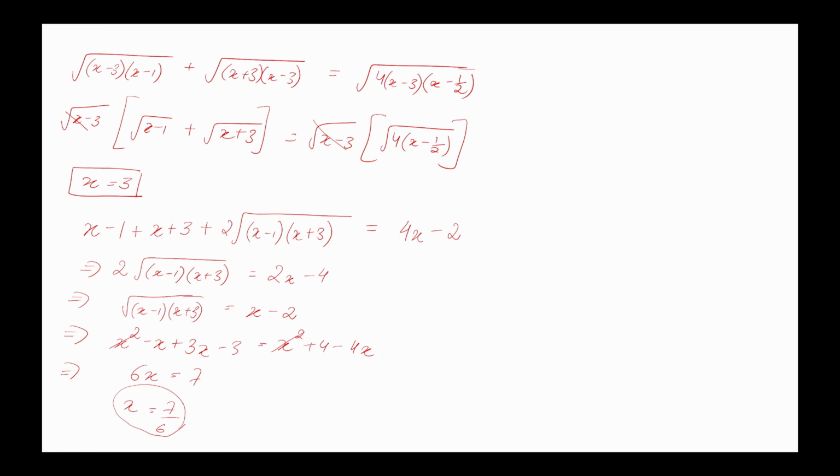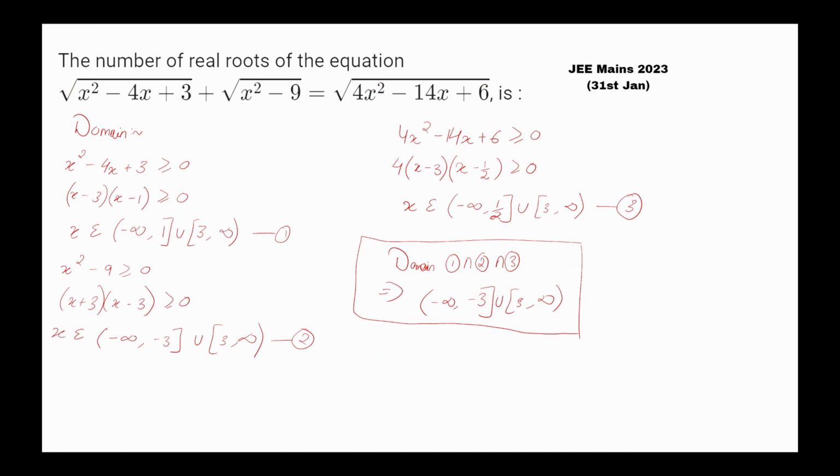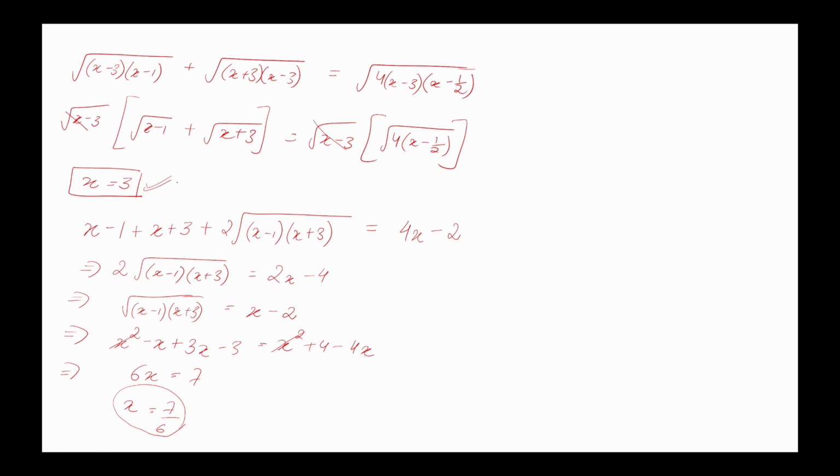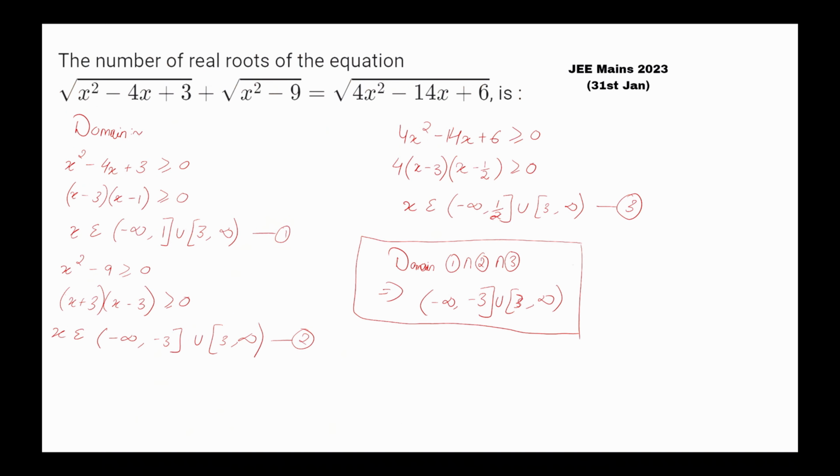However, if we try to check in our domain, 3 lies in our domain, 3 is included in our domain, so this is one of our real solutions. However, this value does not lie in our domain. Thus we can say that there is only one possible solution, and that is 3. So the number of real roots of this equation is 1. This is our answer, and that root which we are talking about is 3.